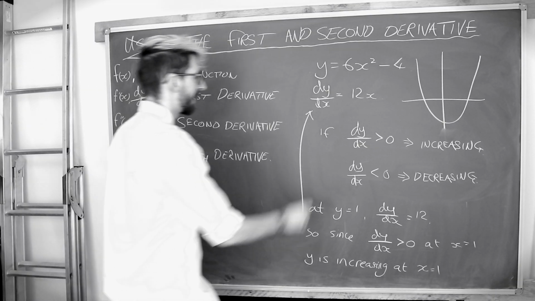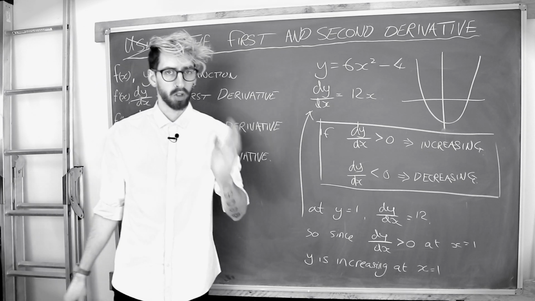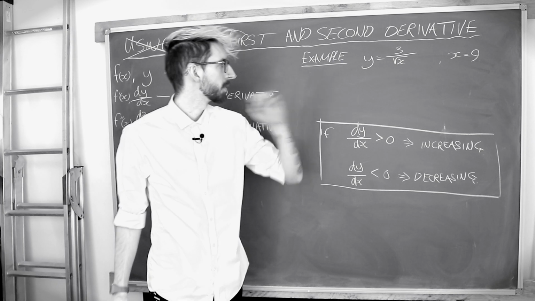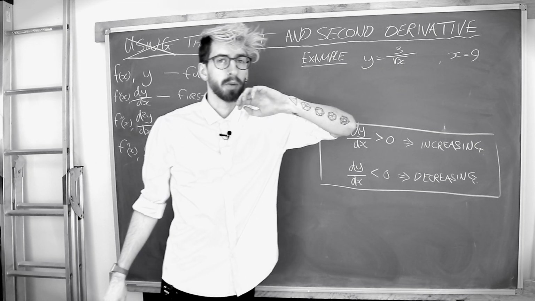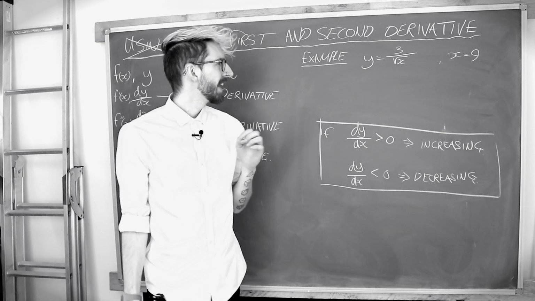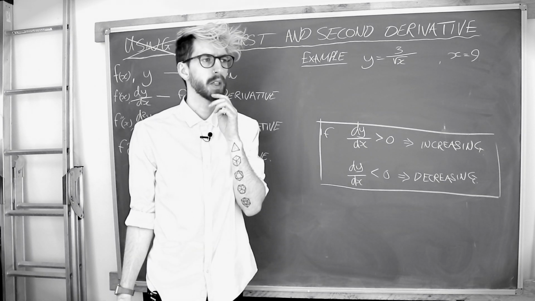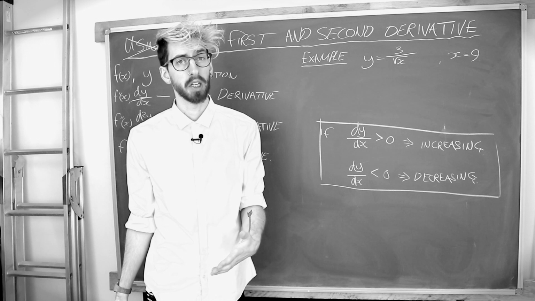This is kind of it. So let's have a look at a more complicated example. Okay, here's our little example question. We've got our function 3 over root x, and we've got this point x equals 9. What we want to know is, at the point x equals 9, is our function increasing or decreasing?